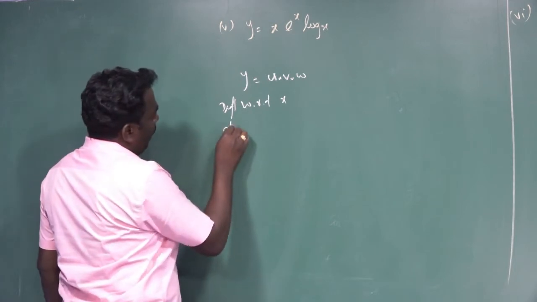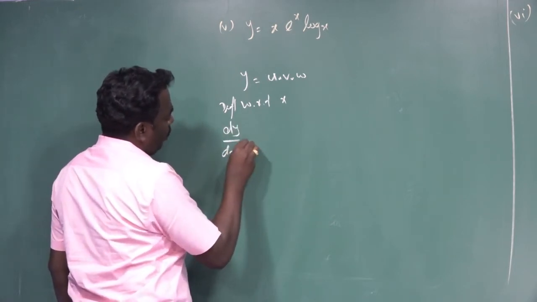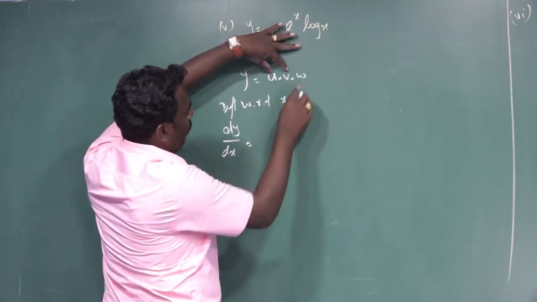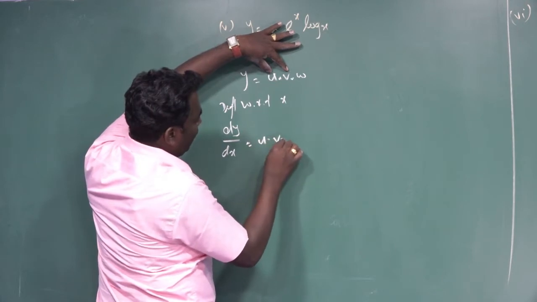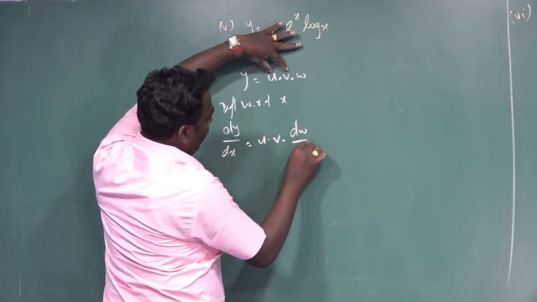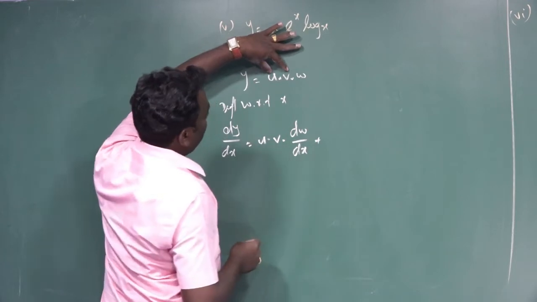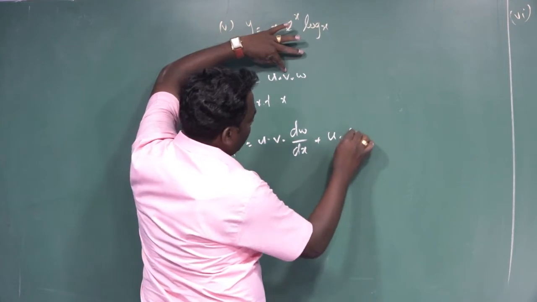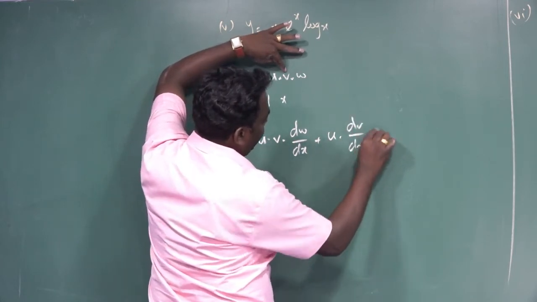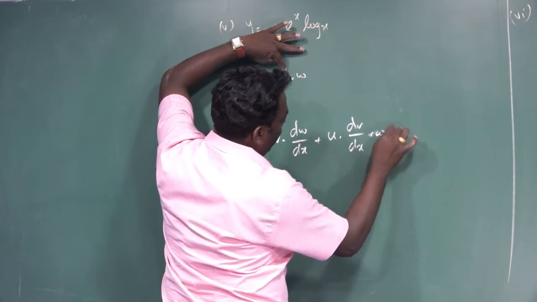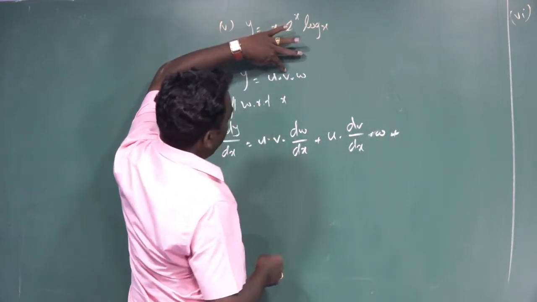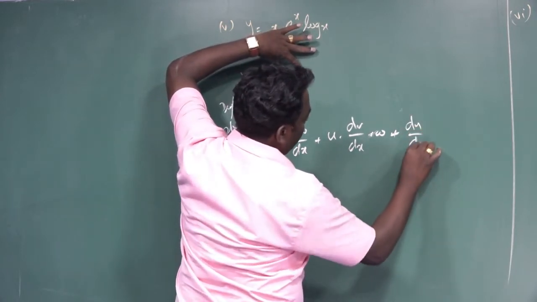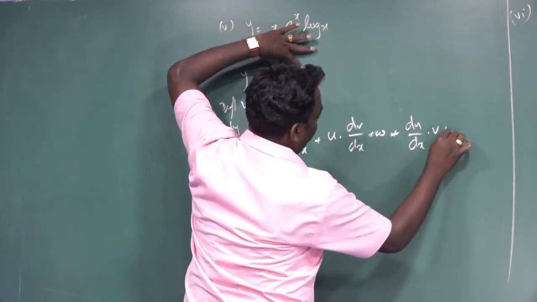What is the left hand side? dy by dx is equal to: first keep the first two terms as they are and differentiate the last term w. So u and v stay as they are, into dw by dx, plus. Now keep the first and last term as they are and differentiate the middle term v: u into dv by dx into w, keep as it is. Then plus, the last two terms are kept as they are, and differentiate the first term: du by dx into v into w.